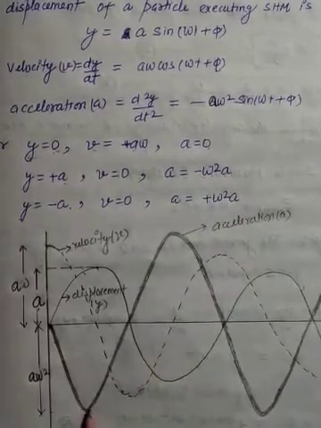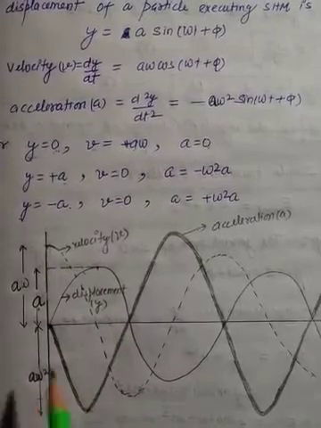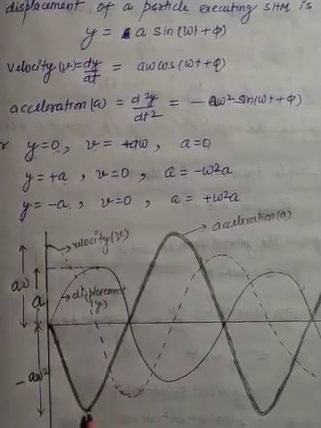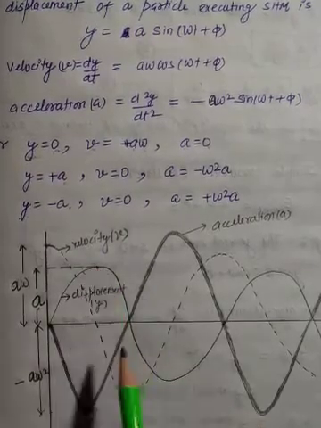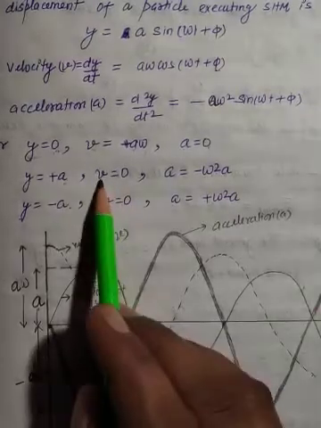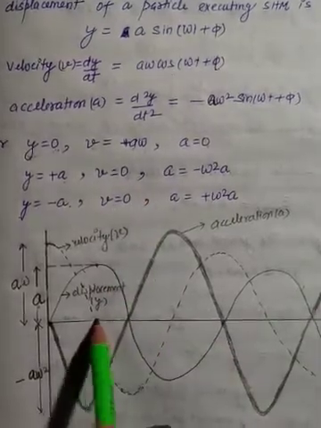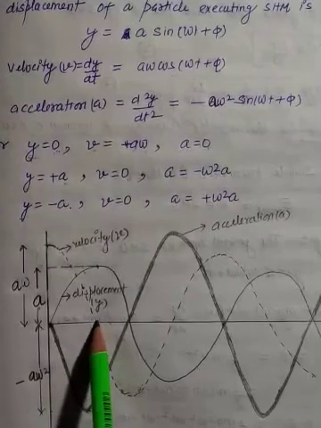Look at here at this point. At this point, acceleration is minus a omega square, and at the same point, at the same time, the velocity becomes 0. Look at here, the velocity of the particle will become 0.